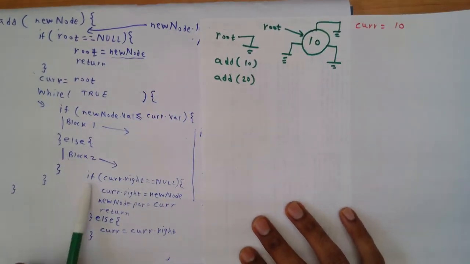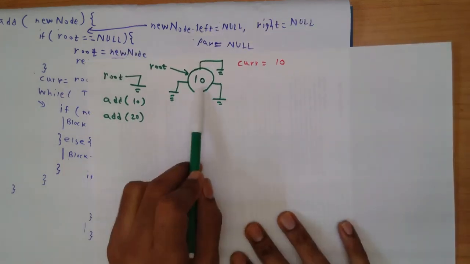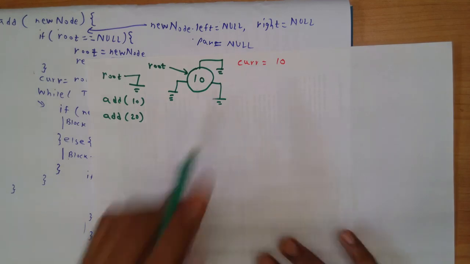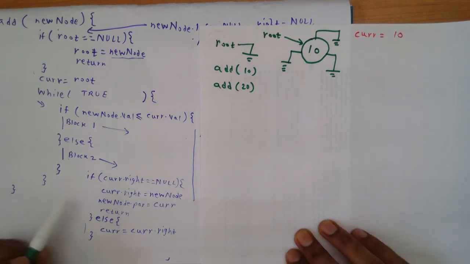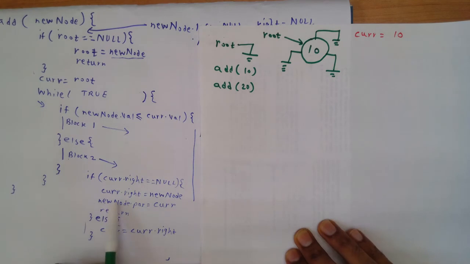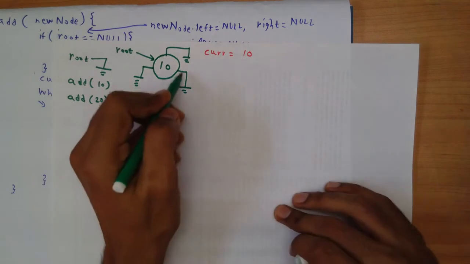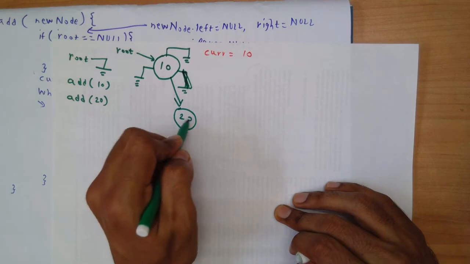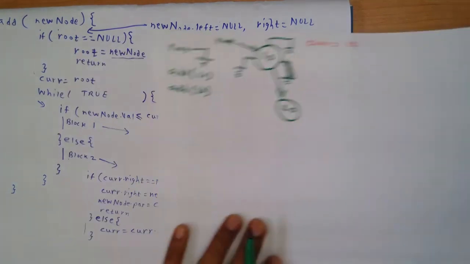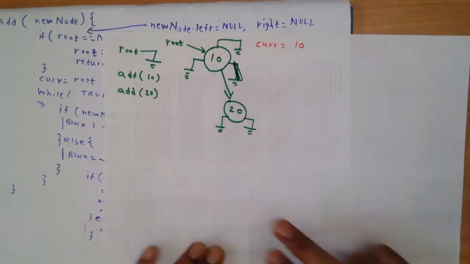We'll ask the question, is our current dot right equal to null? This is our root node and it doesn't have any right child. So this is true, our current dot right is null. In that case, we are going to say that the new node will be the right child of the current node. So our new tree would look something like this. Instead of having a null right child, it would have 20 as the right child. And we have set left and right for 20 equal to null already.